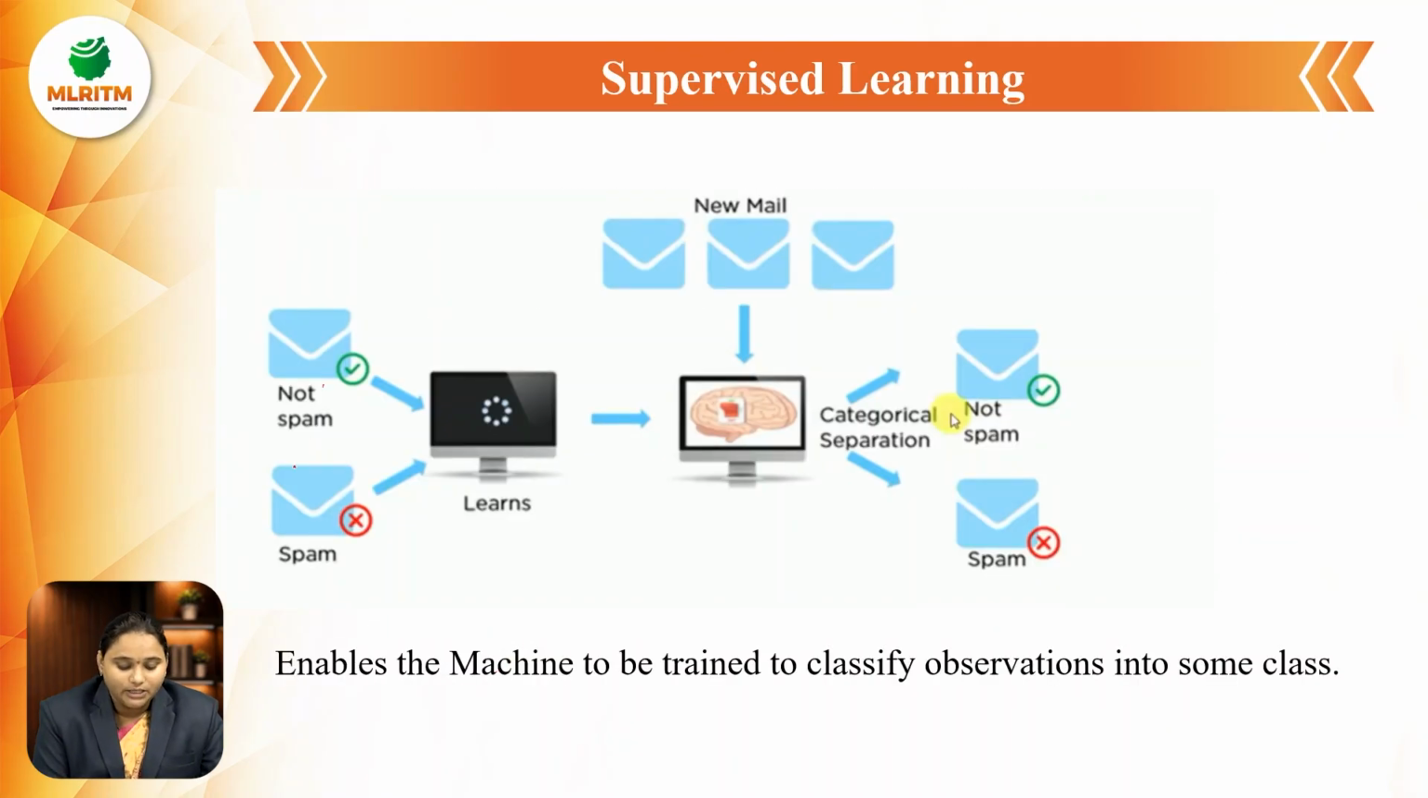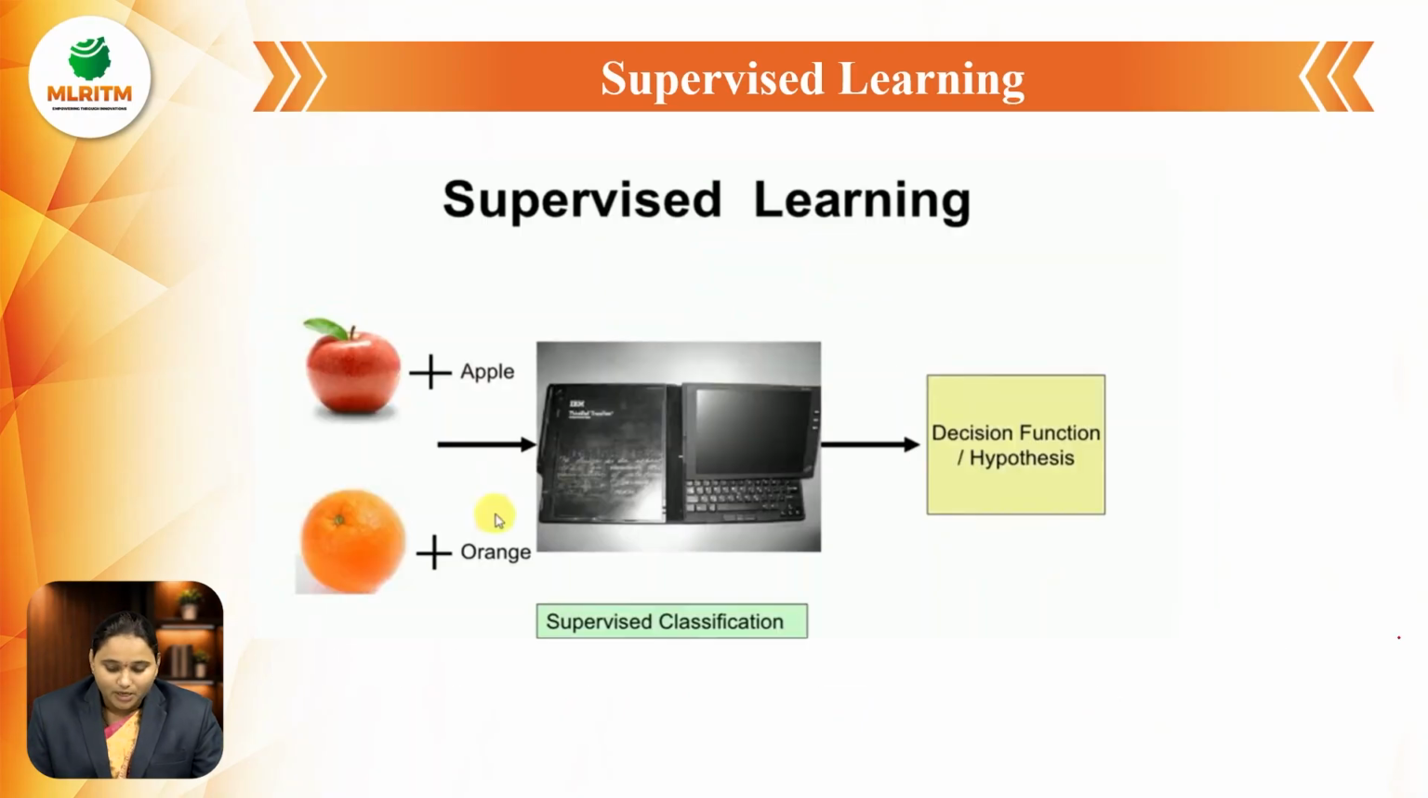First, we take the input, spam or not spam, and the machine learns from it. If we then give another input, it needs to identify whether it is spam or not spam and give the output. This enables the machines to be trained to classify the observations into some class. In supervised learning, another example is where we give an apple image with its features and the name apple, and an orange image with the name orange.